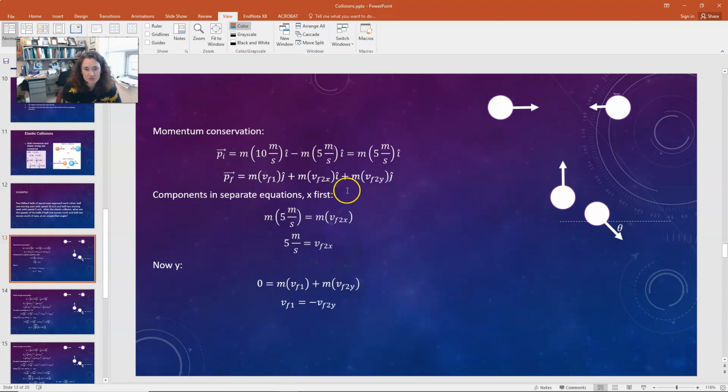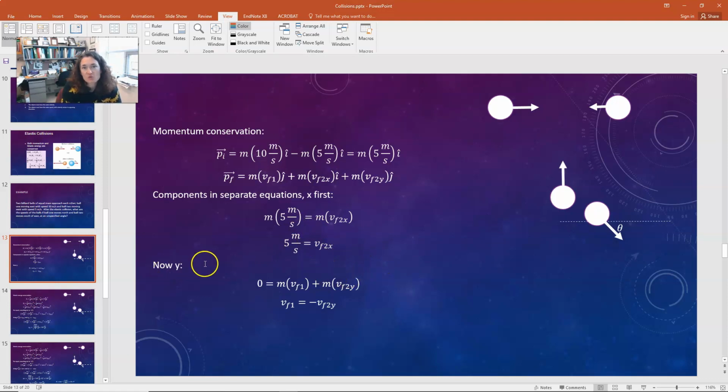Looking at the x components first, my initial momentum is all in the x direction. So m times 5 meters per second is going to equal, looking at the final momentum, the only term in the x direction, which is m times v final 2 in the x. Since the m appears on both sides of the equation, I can cancel it out. What that means is that the final velocity of ball 2 in the x direction is 5 meters per second. So I've got one component solved for.